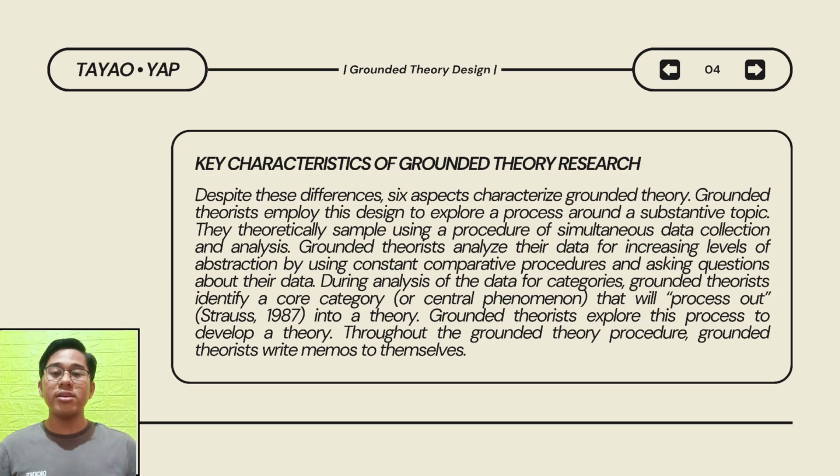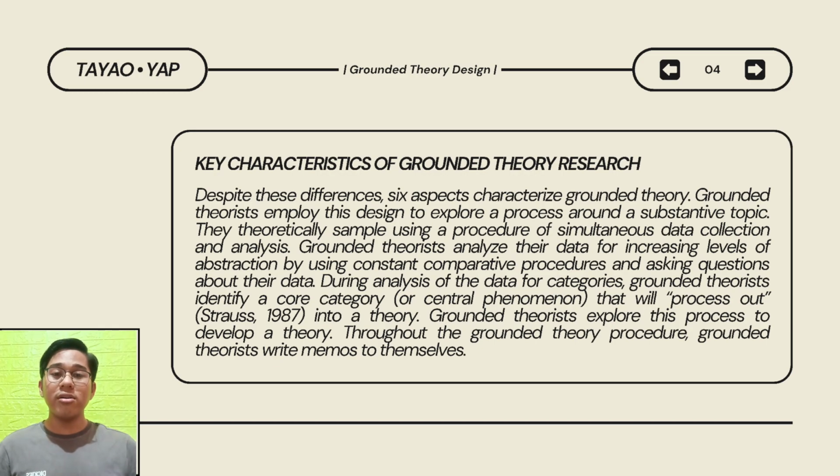The second one is theoretical sampling. This is a unique data collection technique used in grounded theory. Researchers don't sample participants based on predetermined criteria, but rather select participants whose data will most contribute to the developing theory. Data collection and analysis happen simultaneously in grounded theory, with each informing the other.